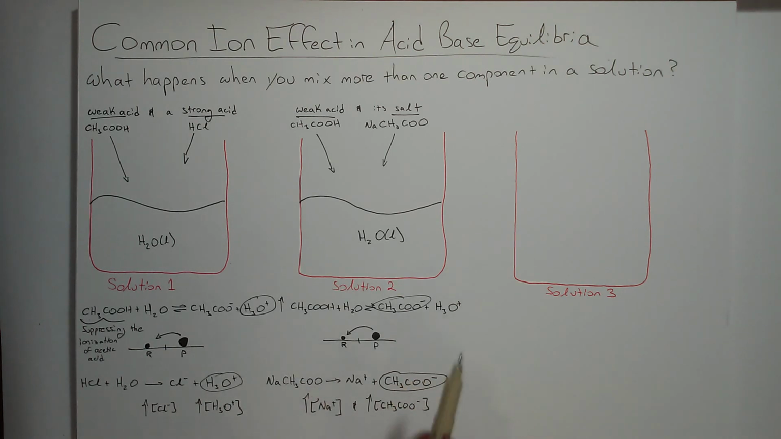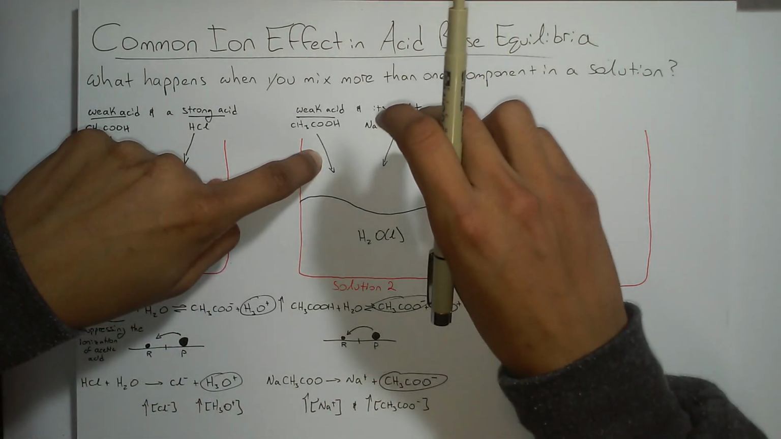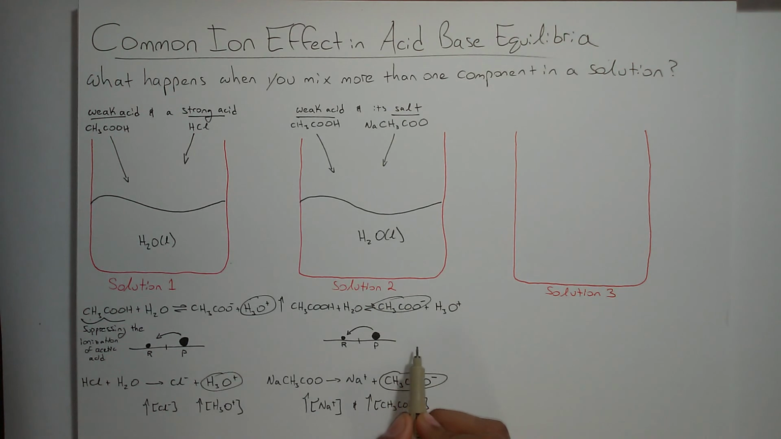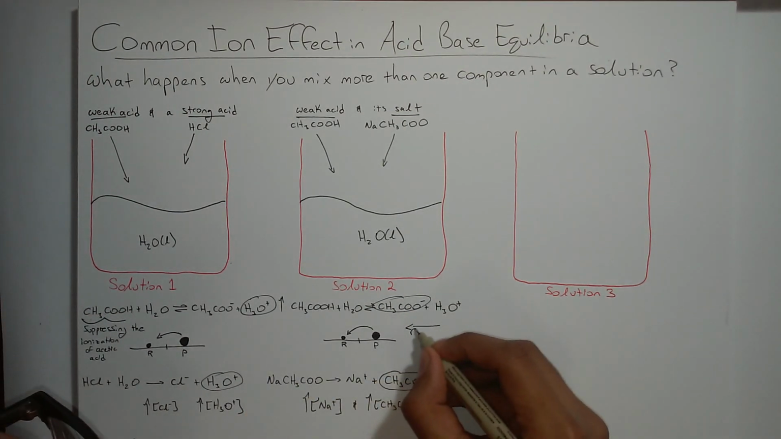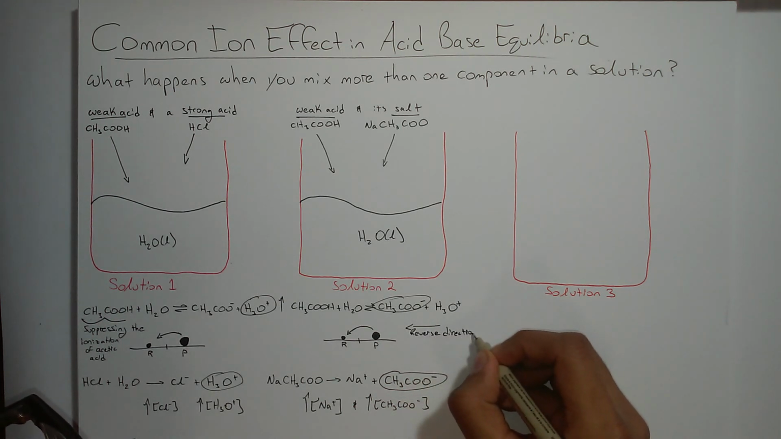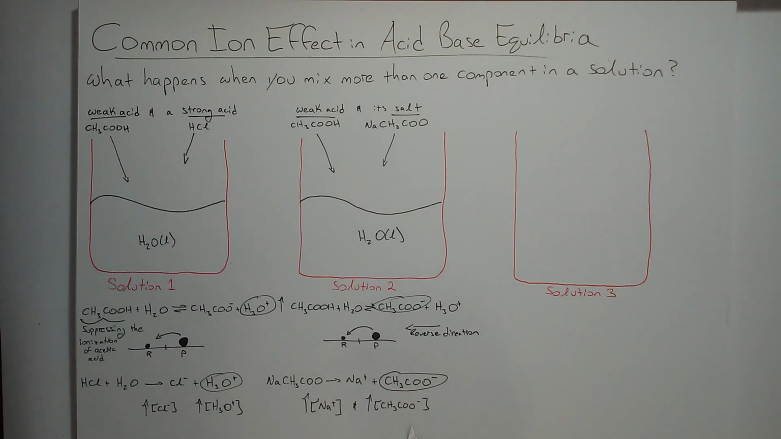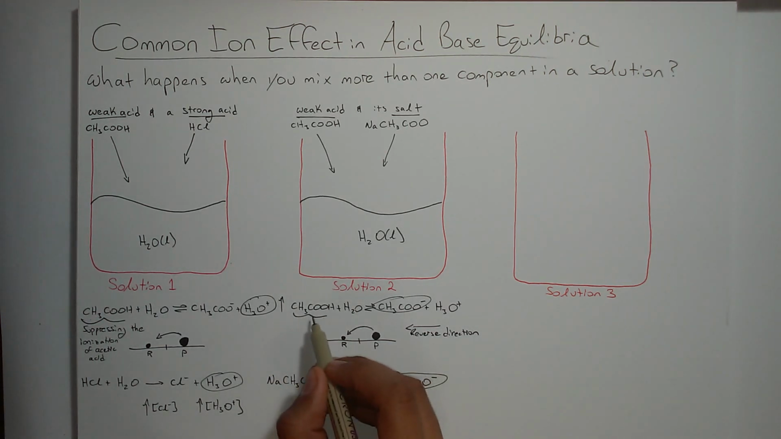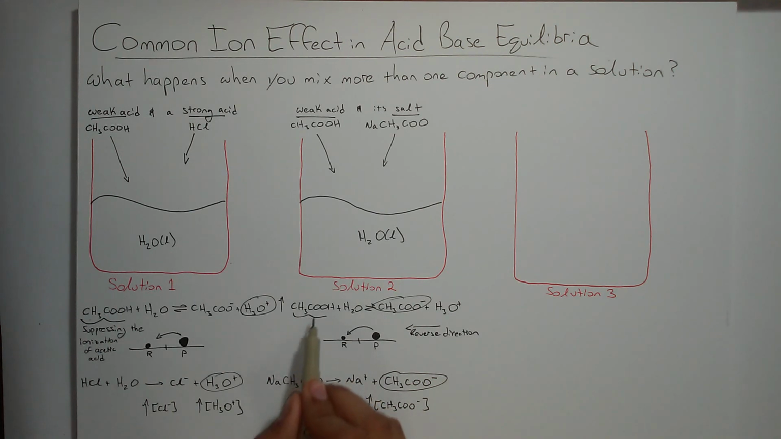So in this case, when I have acetic acid and I toss in its salt, the reaction is again going to go in the reverse direction. And again, what's happening if I move this reaction in the reverse direction? I'm suppressing the ionization of CH3COOH.